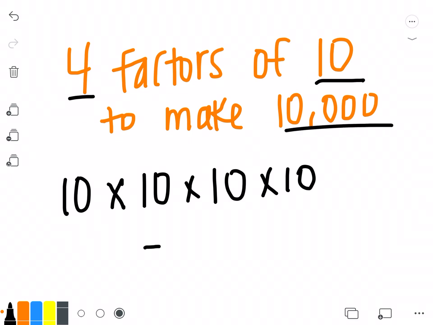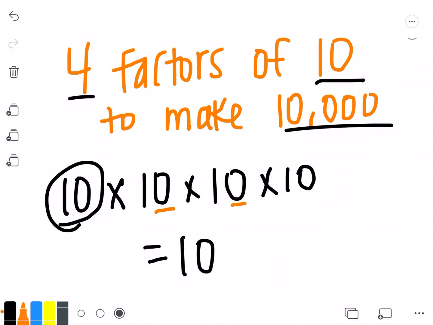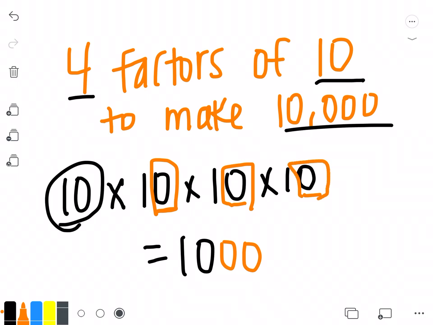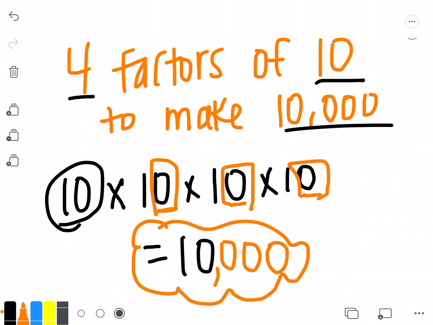Well, we can see if it does because we take the first 10 and we write it, and then we just add the rest of the zeros in. I have 1 zero, add it, 2, and 3 zeros. And guess what number you now have? 10,000. Beautiful.